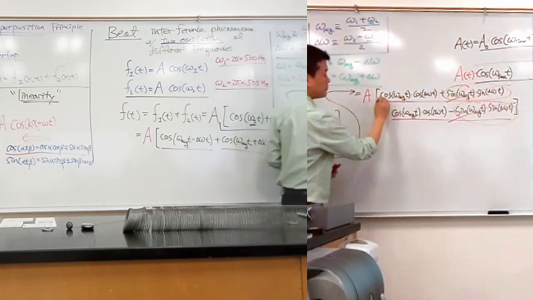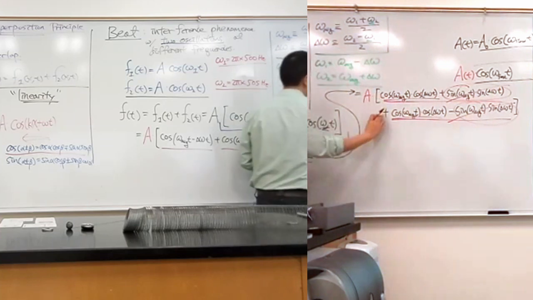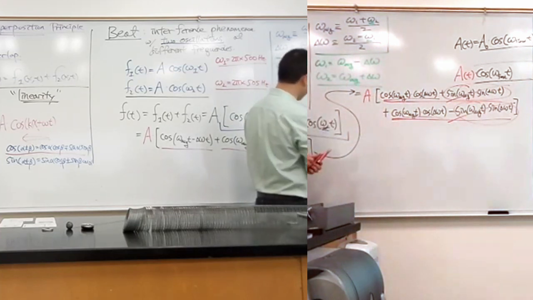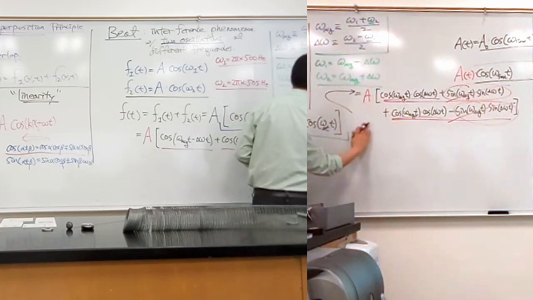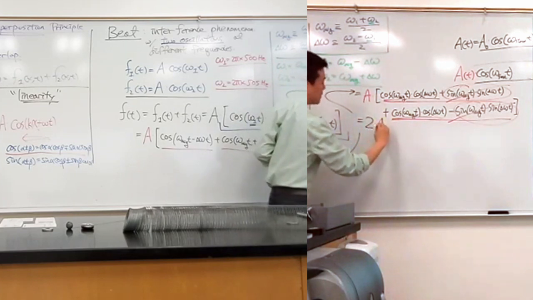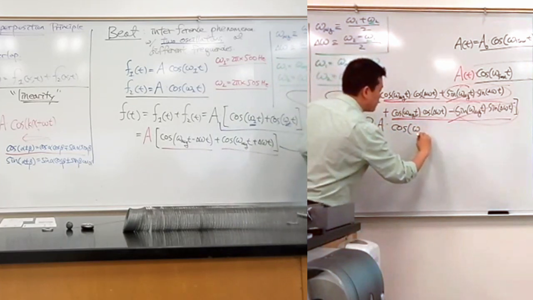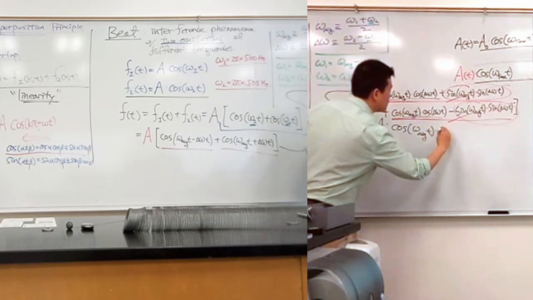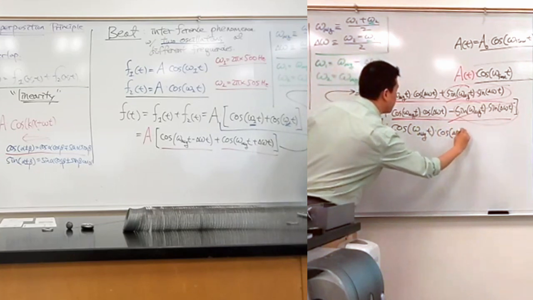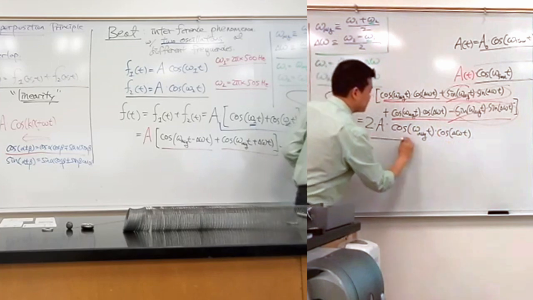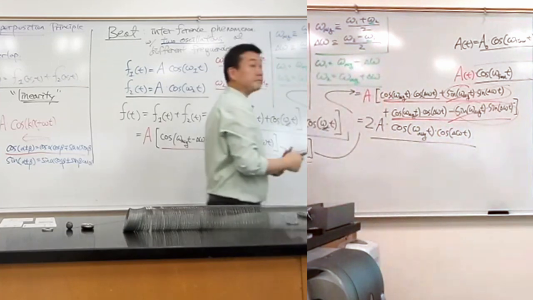The remaining two terms, well, they look exactly the same as each other with the same sign. So this is going to end up being equal to 2 times A cosine of omega average t times cosine of delta omega t. Good?